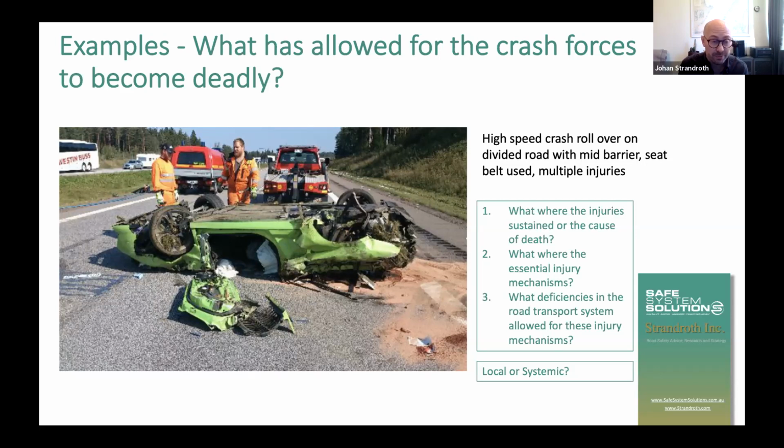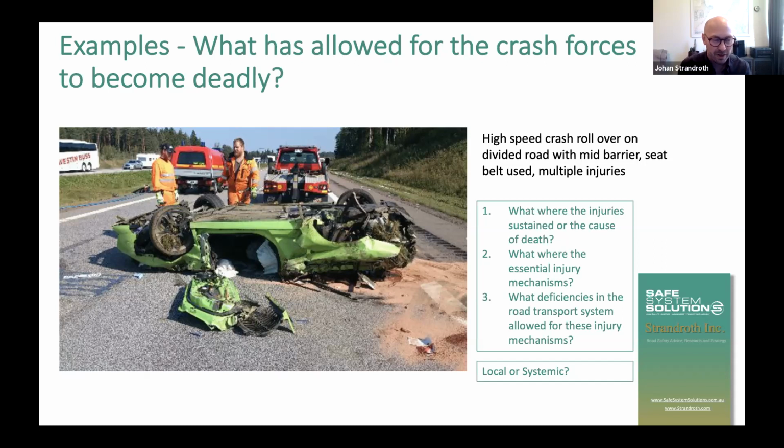The median strip over the barrier. And the seatbelts were used, but it was a, what do you call that? Cabriolet? Something without a roof. A convertible. A convertible, exactly. I should know that.